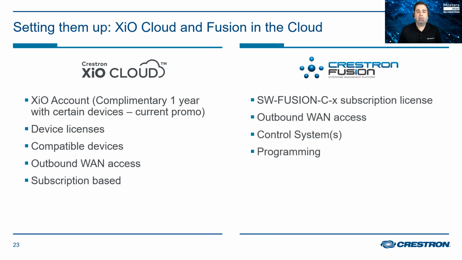Compare that to Crestron Fusion Cloud. The big difference between on-premise and Fusion Cloud is that on-premise is a perpetual license. Fusion in the Cloud is software as a service, subscription based. But we take care of the hardware. We take care of the server. We take care of the software on the server. We take care of the SQL database. What you need to provide is outbound internet access to the processor or any other device that needs to communicate with Fusion in the cloud. And the way it's sold is a little bit different.